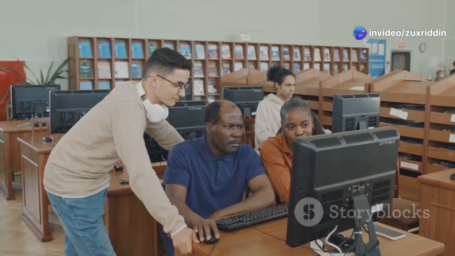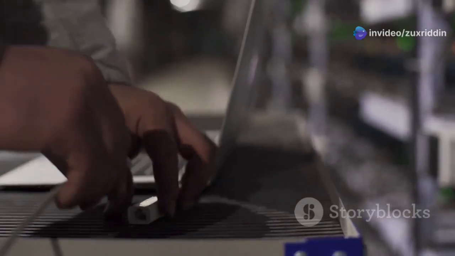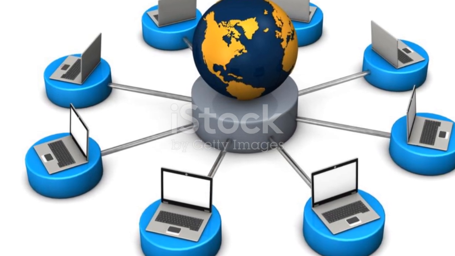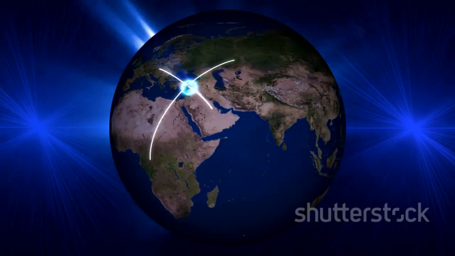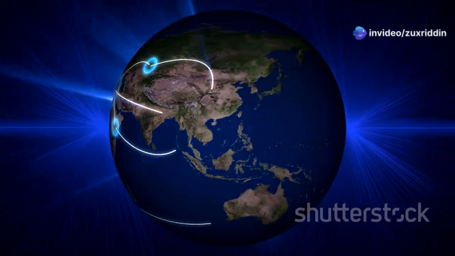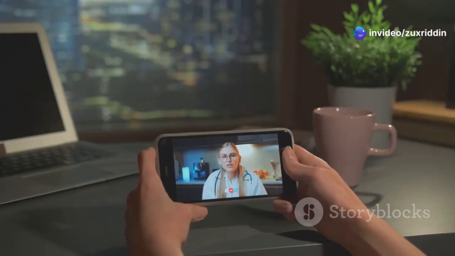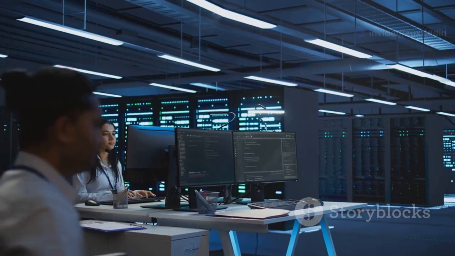Now let's move beyond the individual computer and talk about how they connect to each other. The internet is a global network of interconnected computers, like a giant web that spans the entire planet. It's what allows us to share information, communicate with people across continents, and access a virtually limitless amount of data.